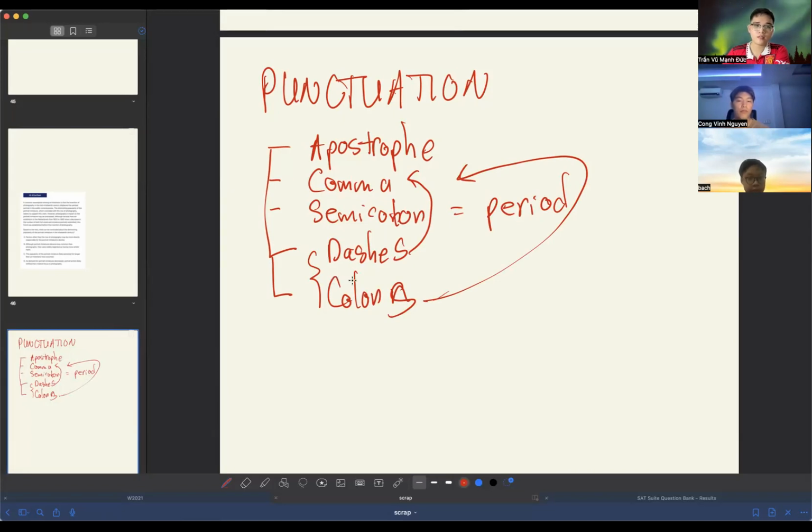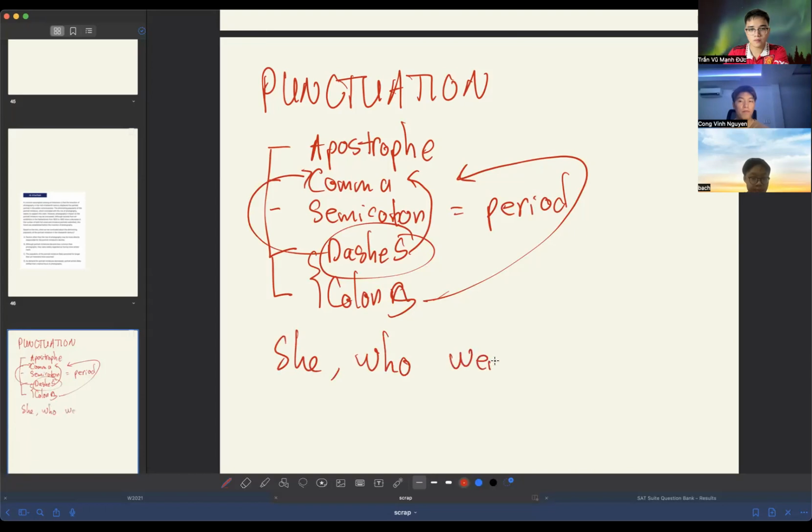So in some cases, you can see that dashes are basically the same thing as a comma, with the exception of relative clauses. I'm going to give you an example. She who went out knew me. You can't use dashes in place of these commas because this is a relative clause.